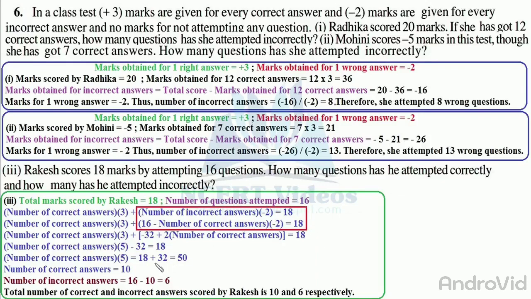that is number of correct. So it gives you incorrect. So 16 minus 10 is 6, and therefore total number of correct and incorrect answers scored by Rakesh is 10 and incorrect is 6 respectively. This was your lengthy question. You have to keep patience while solving. That was your question number 6.